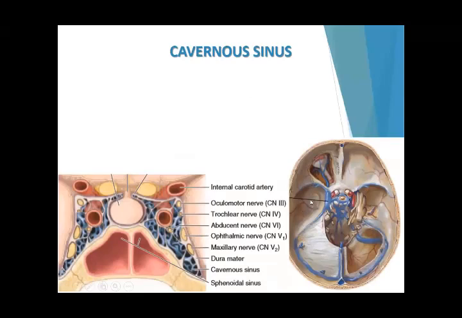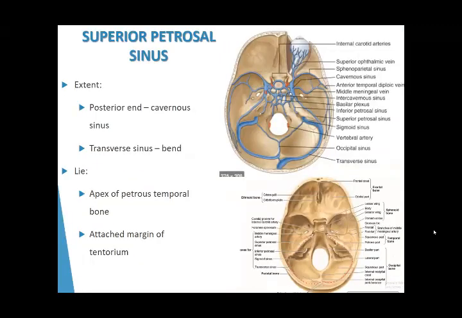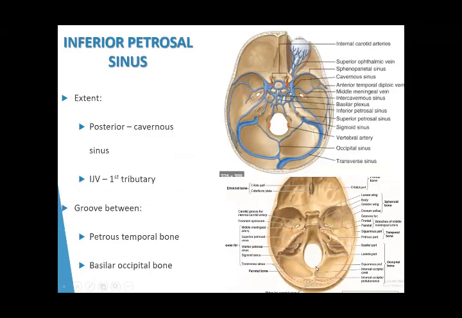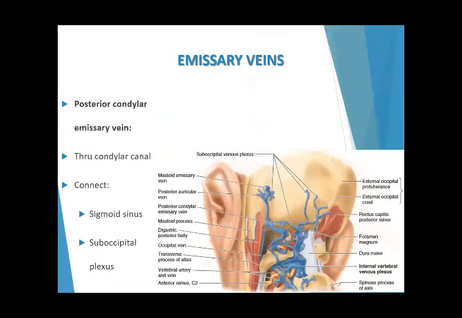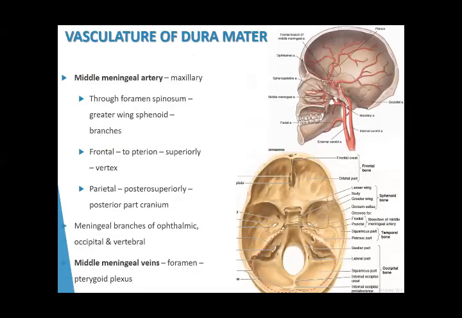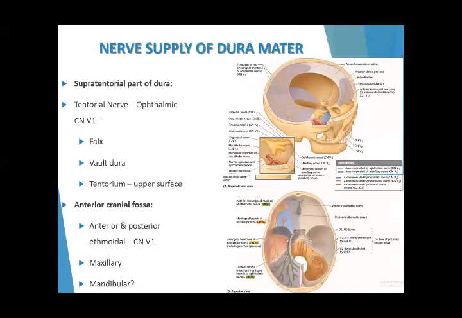ठीक है, one by one हम इसको. ये posterior cranial fossa है, इसमें cerebellum पड़ा हुआ है, and this is the attachment of the tentorium along the red line. अच्छा जी, nerve supply of the dura की बात कर रहे थे. सो अब हम nerve supply भी एक supratentorial part में होगी और infratentorial part में होगी.